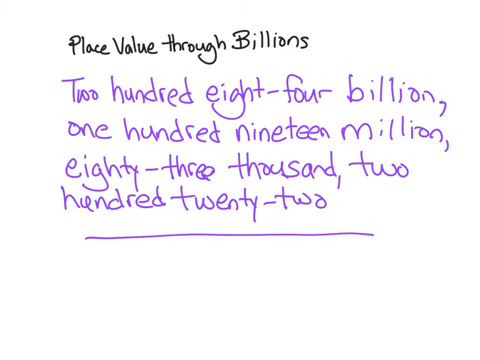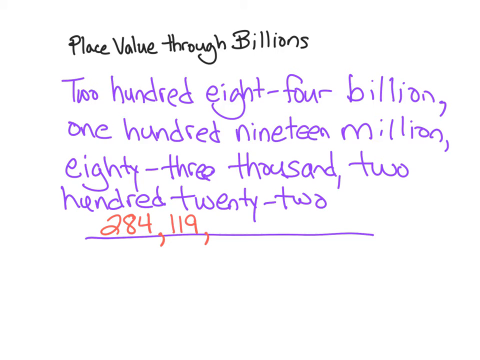Here's another one. 284,119,083,222. So we're going to start with the billions. It says 284 billion. Well, writing 284 in the billions place isn't that difficult. 284 with a comma. The next part says 119 million. If it just said write 119, we all know it would be 119. So in the millions, we just write 119 in the millions period.